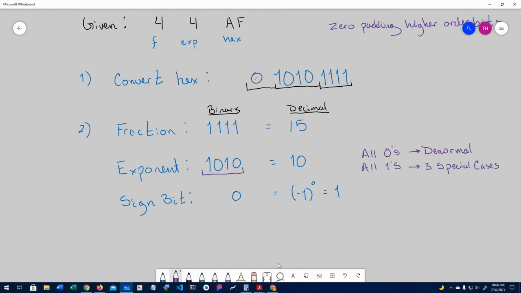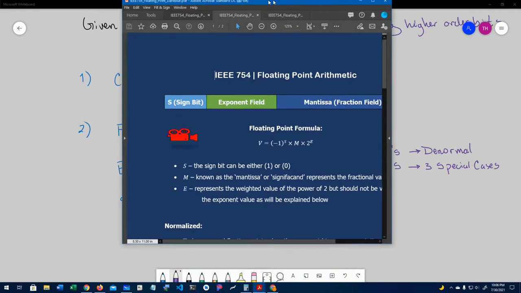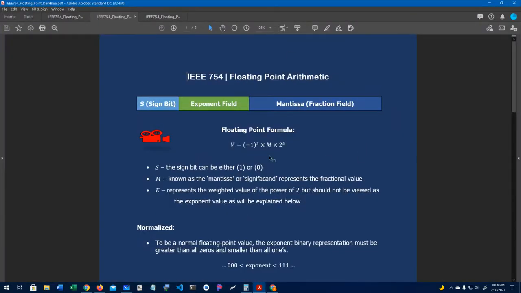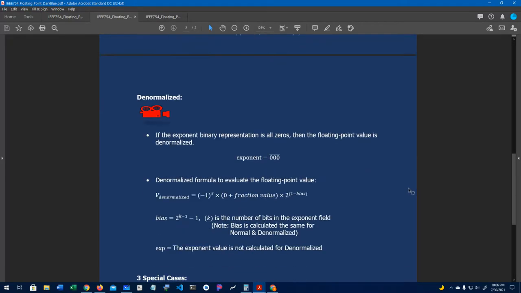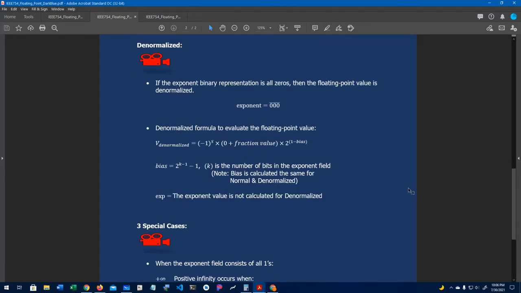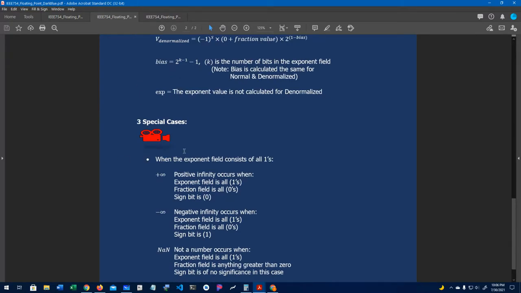So real quick, I just want to bounce over to a PDF that I put together. This is what I was doing to clarify my own thoughts on the program, and then I decided to just clean it up a bit and make it available. So if you're not a video person, you can just step through this and check out the normal and denormal calculations that I did or formulas that I'm using, as well as the special cases down below, which are pretty self-explanatory. There's not a lot going on here.